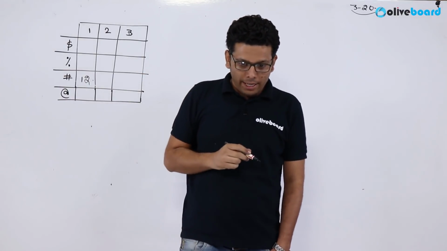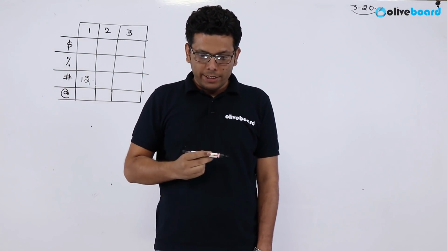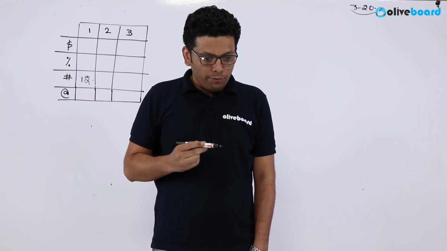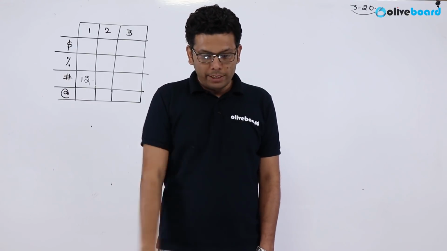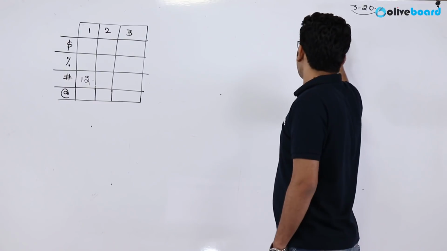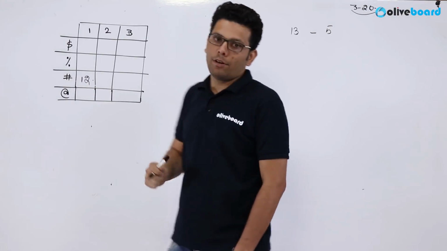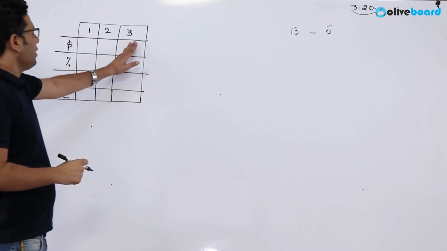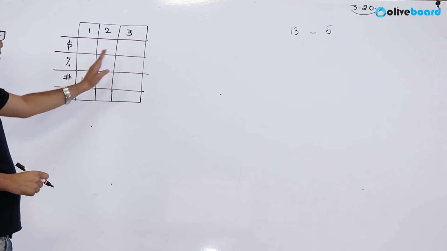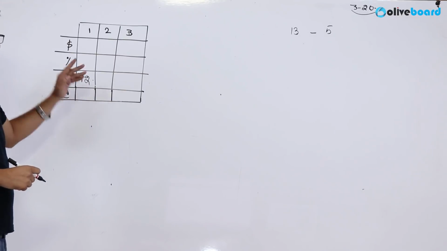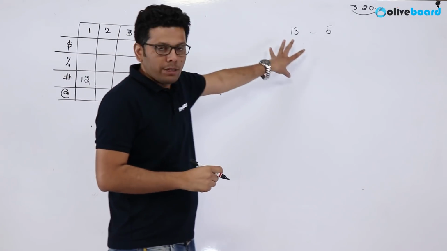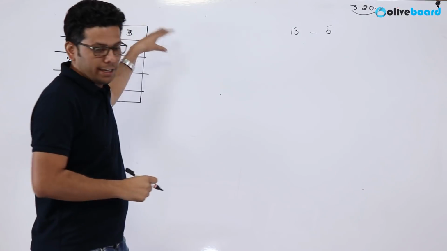The next data they have given is that 13 was mentioned on a button that was second to the left of button 5. Means where is my 5? 13 is second to the left of 5. If I put the 5 here, then my 13 will be here, or 5 here, then 13 would be here. I just hold it because right now I cannot put the data.